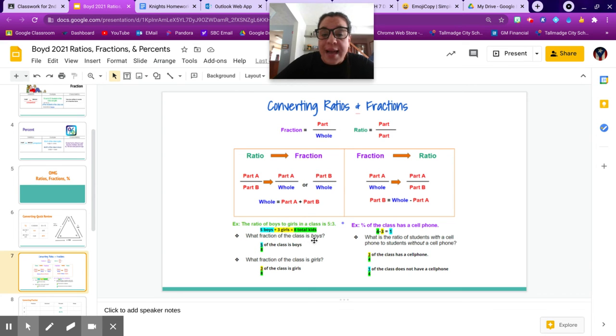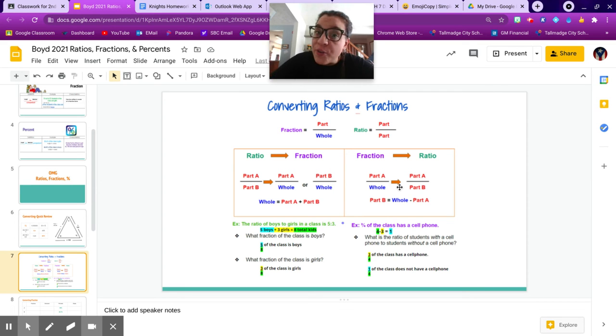What fraction of the class is boys? 5 out of 8 are boys because the ratio was 5:3, boys to girls. So 5 boys out of 8 total students, that's my fraction of boys. What is the fraction of girls in the class? Well, 3 out of the 8 were girls. So 3 out of 8 or 3/8 of the class is girls. So all you have to do if you are turning a ratio into a fraction is add your 2 parts together to get the whole, and then you can write the fraction from there.